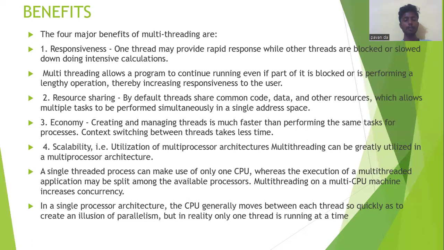Fourth, scalability, utilization of multiprocessor architectures. Multithreading can be greatly utilized in a multiprocessor architecture. A single-threaded process can make use of only one CPU, whereas the execution of a multi-threaded application may be split among the available processors. Multi-threading on a multi-core machine increases concurrency. In a single processor architecture, the CPU generally moves between each thread so quickly as to create an illusion of parallelism, but in reality, only one thread is running at a time.